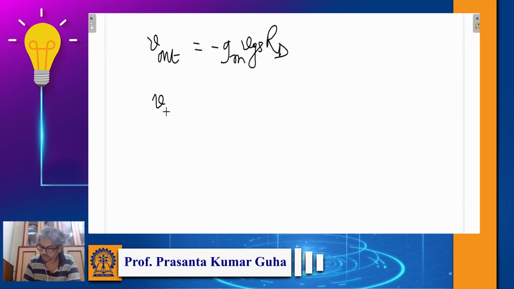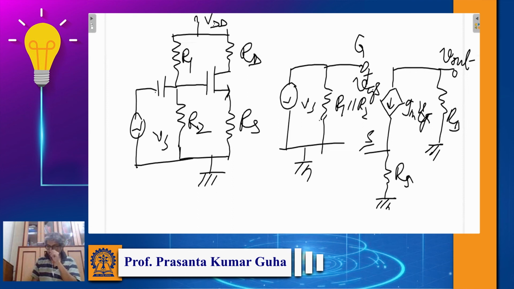What about VS? Can you go to the previous slide? Yes, so what about VS? You see VS has two parts. One is the entire VS is across R1 parallel R2, right? If you consider RS, then you have to take into account the effect of RS, and then the voltage across R1 parallel R2 will be less than that of VS, which we have seen before, right? Here I am just not considering RS for the time being, so the entire VS will be across R1 parallel R2. However, this VS has two parts.